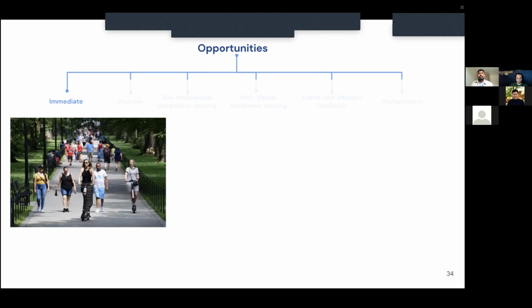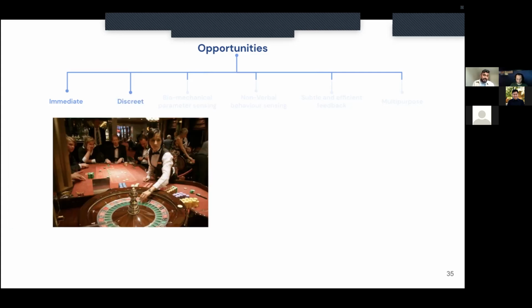So first of all, we can develop these interfaces as immediate interfaces, because whenever we go outside, we wear some sort of footwear. Whenever we go to the gym, or even sometimes when we are inside our homes, we wear some sort of footwear. So we can develop augmented foot interfaces as interfaces that are available immediately, anywhere, anytime. And then they can be used as discrete interfaces.